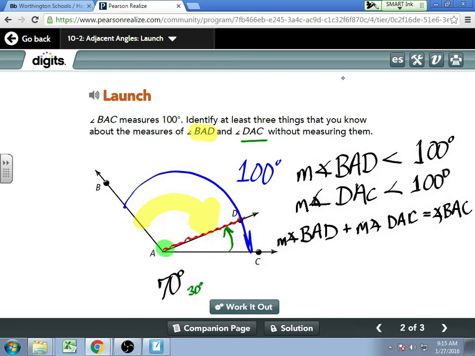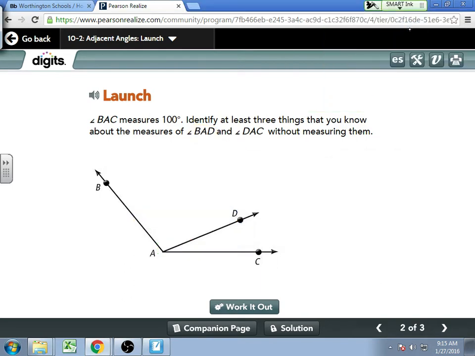Now, if I told you that my small angle was 15 degrees, which is closer to what it actually looks like, what would BAD end up being then? What's the difference between 15 and 100? 85. So that would probably be closer to what it actually is. But again, you cannot trust just what you see. You have to trust what you're told. So be careful looking at the angles. Sometimes they will look deceiving.